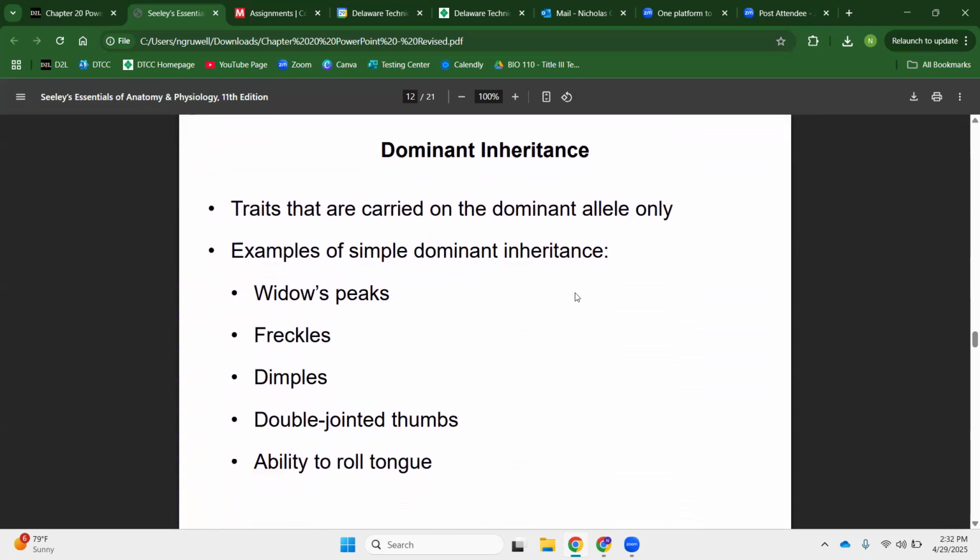In terms of inheritance, dominant inheritance means that these traits are carried on the dominant allele only. Some really common examples that are carried on dominant alleles are widow's peak hairline, freckles, dimples, double-jointed thumbs, so being able to bend your thumb back towards your forearm, and the ability to roll your tongue or make a circle with your tongue.